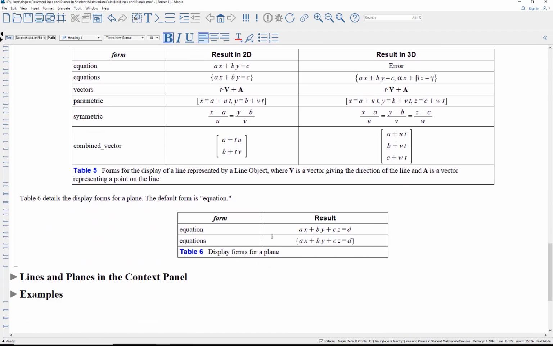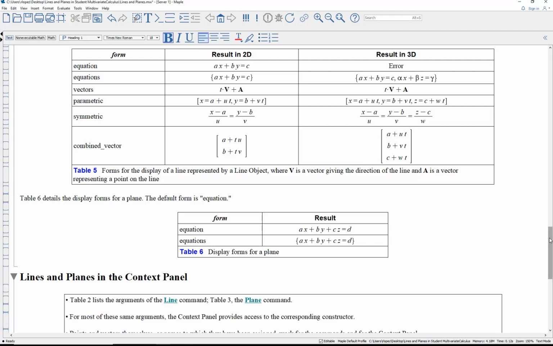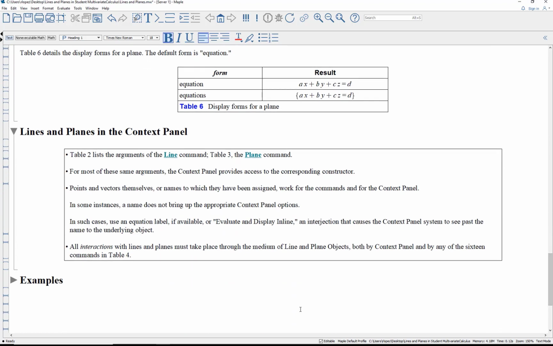When you're looking at a plane, you're going to either get an equation, or if you put an S on the word equation, you will get the equation back in set braces. When we work with lines and planes in the context panel, pretty much what you do is you put the objects or their names in place, and then you go to the context panel, and in the Student Multivariate Calculus package, you will get an appropriate option for an action.